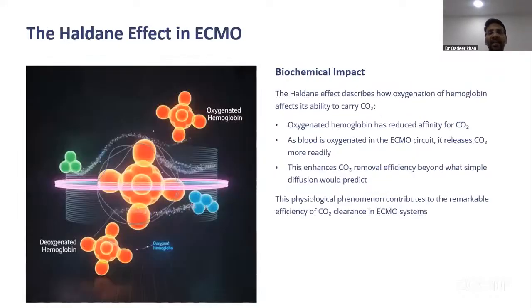The Haldane effect, we all know, as the oxygen hemoglobin, like the concentration of PO2 has increased, there will be reduced affinity for CO2. So the CO2 detaches from the hemoglobin, and CO2 removal happens based on this phenomenon, wherein when the oxygen improves, the CO2 diffuses out, and the CO2 is washed away by the sweep gas.